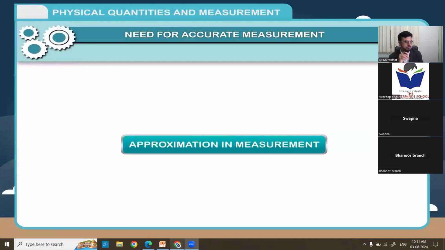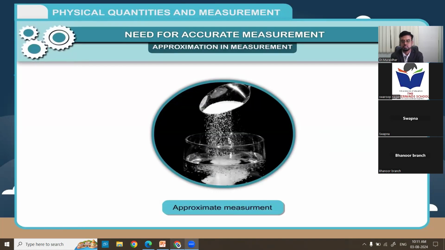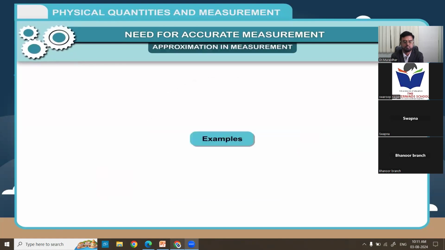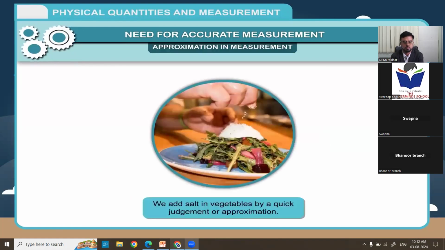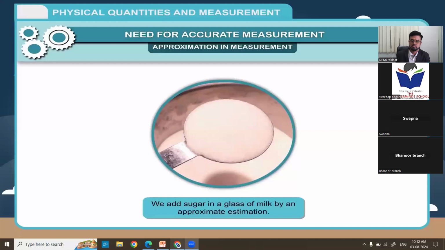Approximation in measurement. In our daily life, sometimes we need only approximate, near to accurate measurement. The approximate estimation is a quicker judgment about any measurement. Examples: 1. We add salt in vegetables by a quick judgment or approximation. 2. Painter paints the wall by mixing an approximate quantity of water. 3. We add sugar in a glass of milk by an approximate estimation.